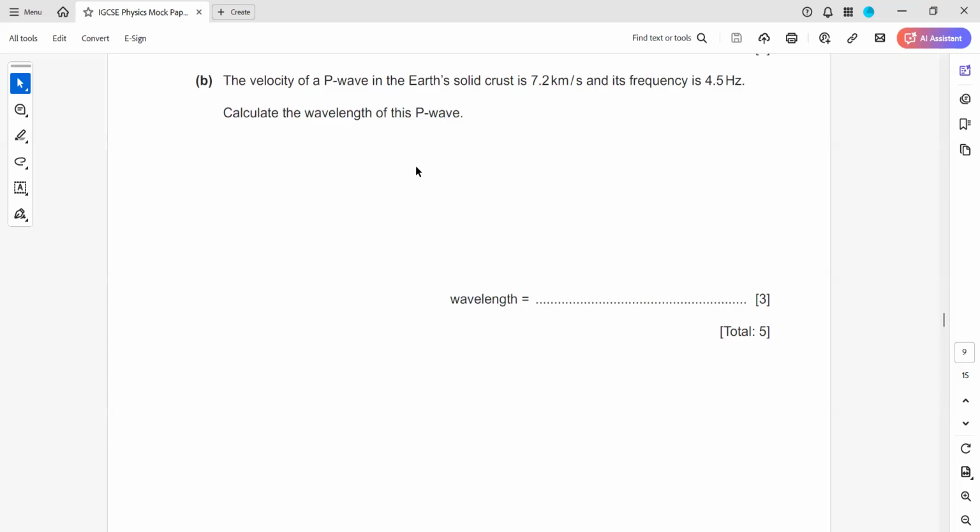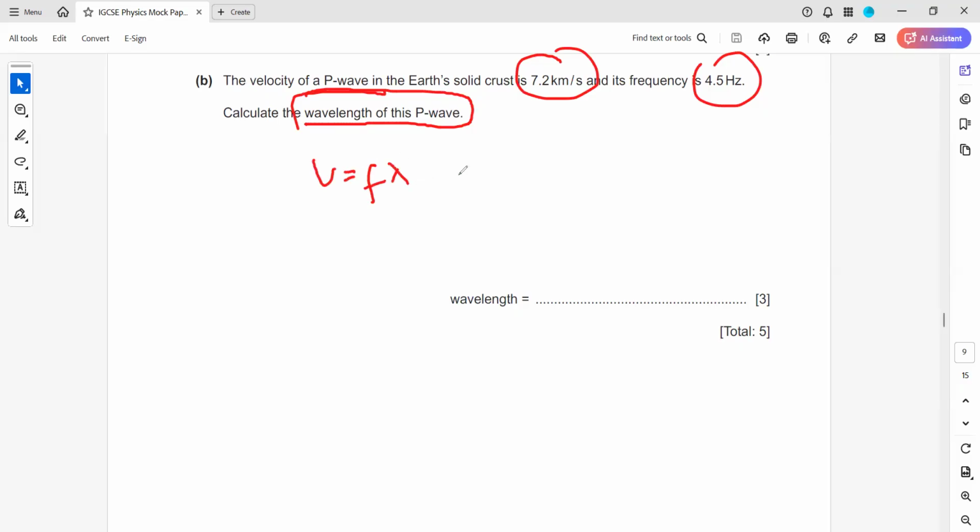The velocity of the P wave in the earth's crust is 7.2 km per second and the frequency is 4.5. Calculate the wavelength. Speed is frequency times the wavelength. If you need the wavelength, it is speed divided by frequency. The speed is 7.2. You can convert into meters per second, but what about the frequency? It's 4.5. So if you write the answer 7.2 divided by 4.5, you will get the answer in kilometers.